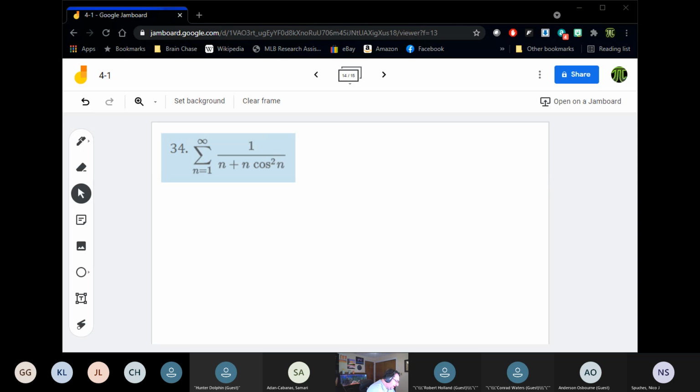So if I look at the bottom here, we've got 1 over n plus n cosine squared n. Because it's cosine, I know it's going to bounce back and forth, and since it's cosine squared, it's never going to be negative. So I know n cosine squared n is bigger than or equal to 0, and I know it's going to be less than or equal to n. So I can say that the bottom is always going to be less than n plus n, and since it's on the bottom, this function is always going to be bigger than 1 over n plus n. And that's the same thing as saying 1 over 2n.